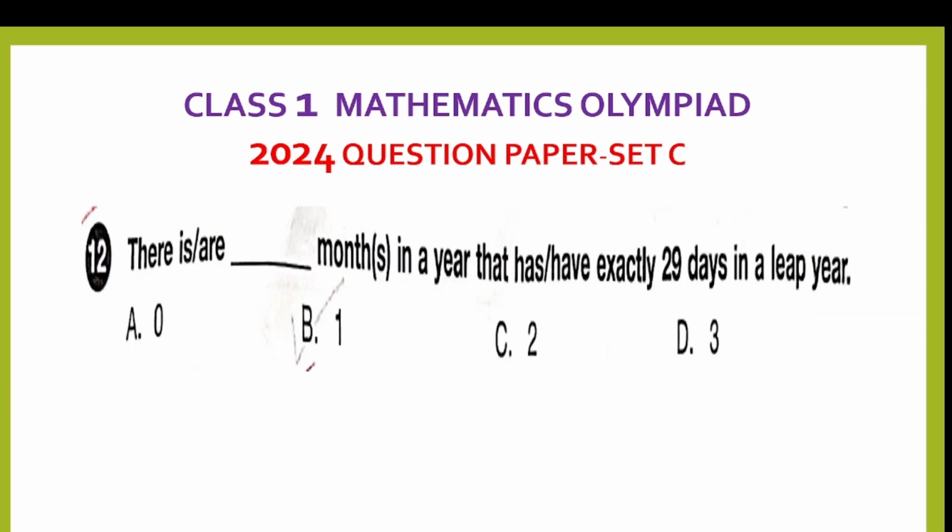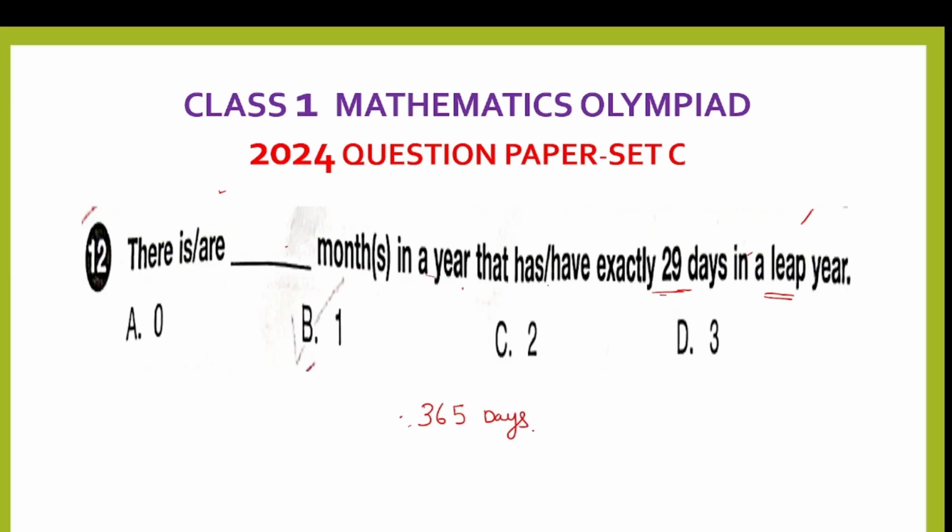Next question. There are dash dash months in a year that have exactly 29 days in a leap year. So we know that in an ordinary year, there are 365 days.